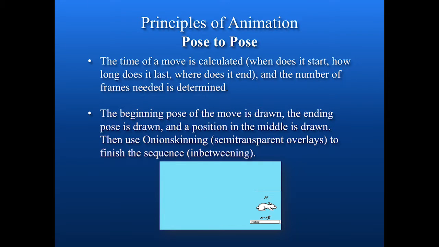Pose to pose, another sort of straight ahead. Pose to pose is more in-betweening though. The timing of a move is calculated. When does it start? How long does it last? Where does it end? And the number of frames needed is determined. The beginning pose of the move is drawn, the ending pose is drawn, and a position in the middle is drawn. And then we use onion skinning, semi-transparent overlays, to finish the sequence using in-betweening.